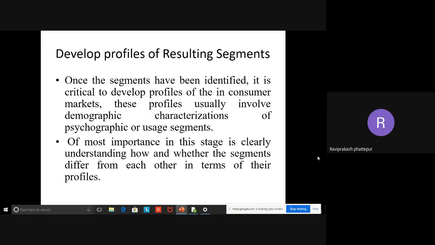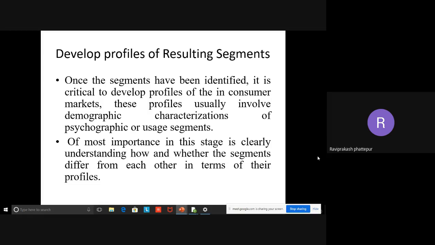So know your customers in the sense what he is liking, what he needs, what he is expecting. So all these things also come there. So what kind of preferences does your target customer or your prospect customer have? So you have to profile, okay, the segment. Then develop profiles of the consumer in the markets. Then these profiles usually involve demographic characteristics, also psychographic, and the usage of the segments of your product or service. So this will help a lot. Okay, so first divide the market, then try to find out who your customers are, what they want, and what is the usage, what kind of psychography or what kind of behavior they have. So all these things you should know about that particular segment.